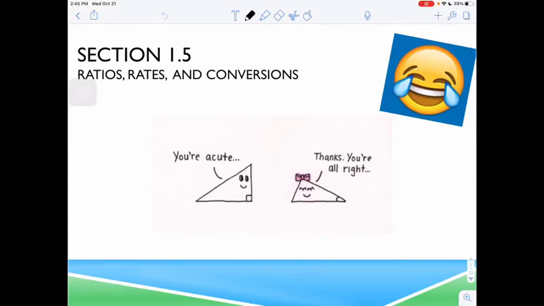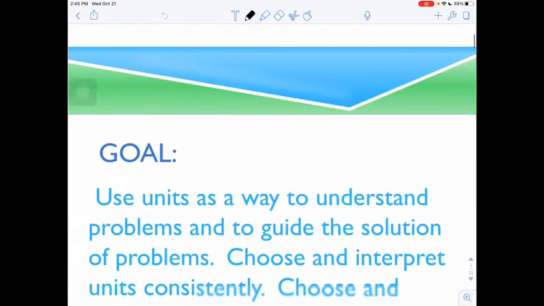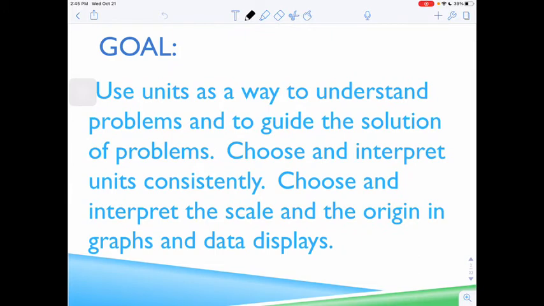Section 1.5 is ratios, rates, and conversions. Our goal is to use units as a way to understand problems and to guide the solution of problems. Choose and interpret units consistently. Choose and interpret the scale and the origin in graphs and data displays.